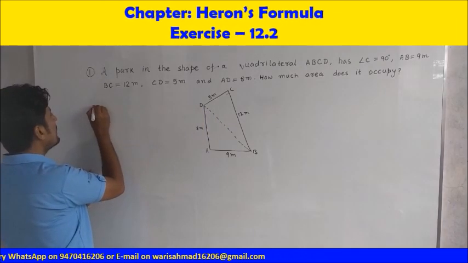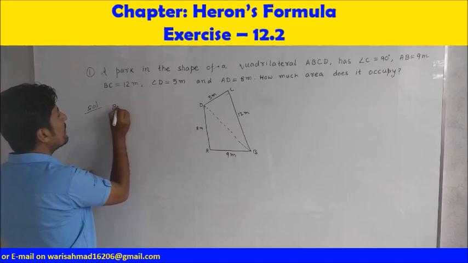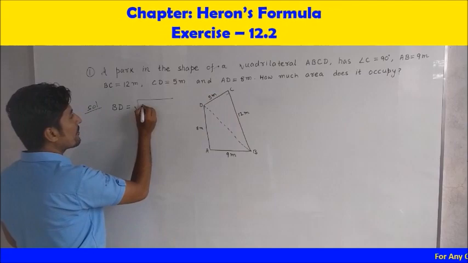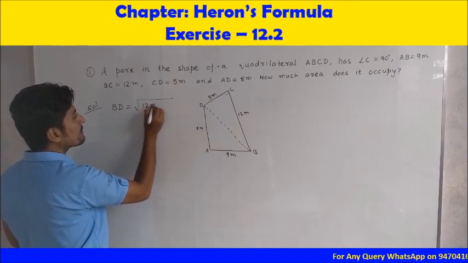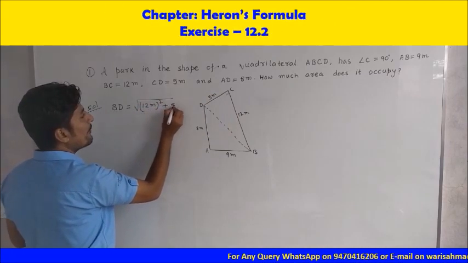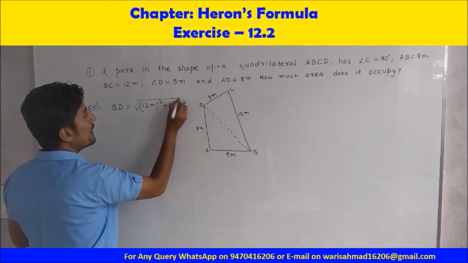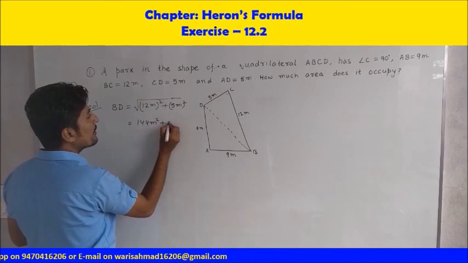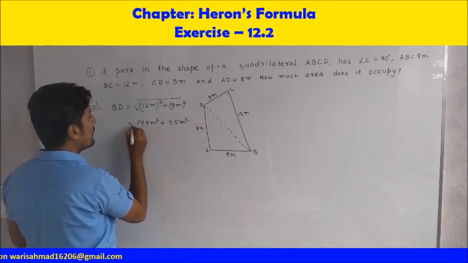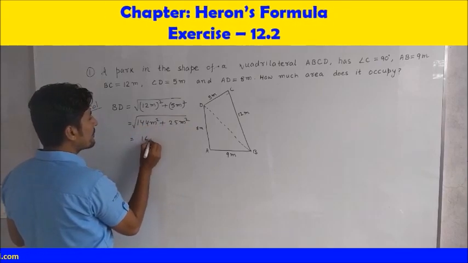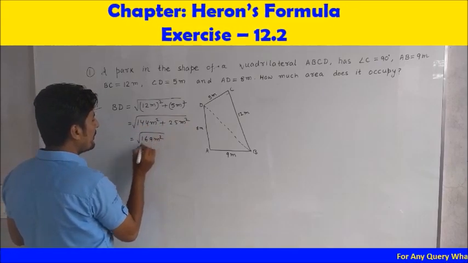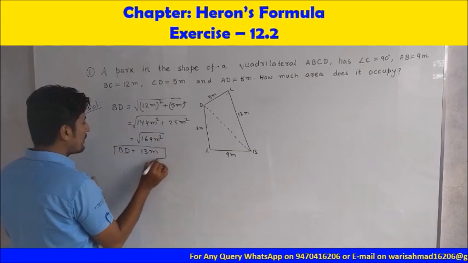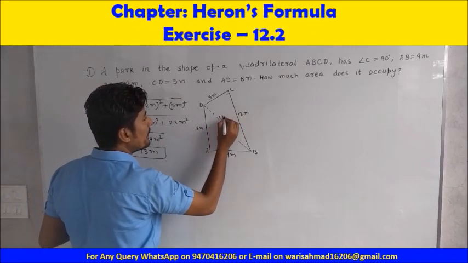In the solution we can write here, BD will be equal to under root 12 meter square plus 5 meter whole square. Here we can write square of 12 will be 144 meter square plus 25 meter square. Here we can write 169 meter square, and finally we can write here 13 meter. The measurement of BD we got is 13 meter. So here we can place 13 meter.